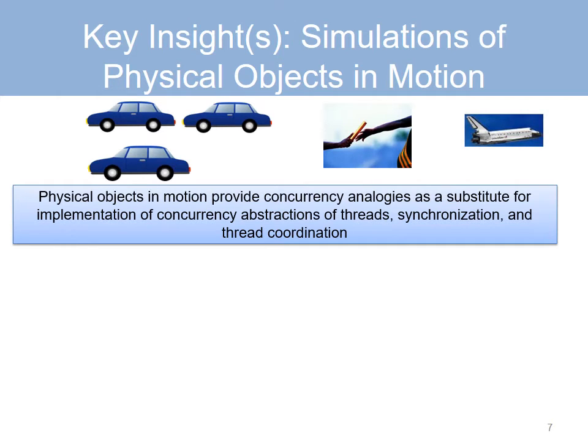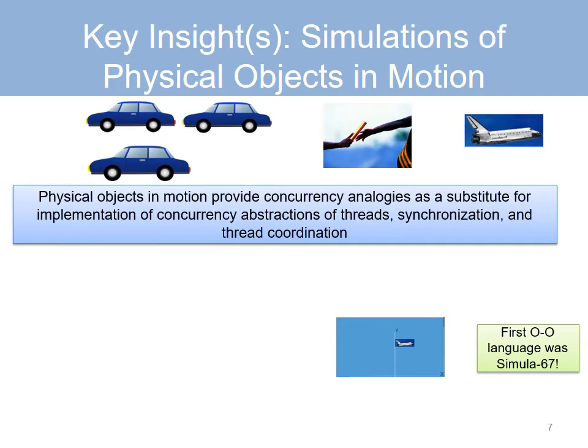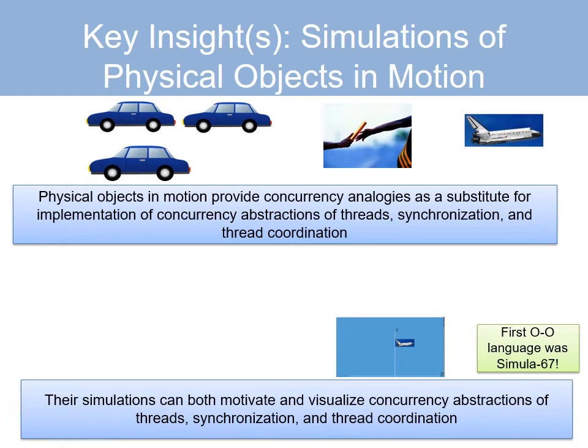And the main theme, the key insight we had, was that physical objects in motion provide a good basis for two reasons. A, they give you analogies to explain what concurrency means. This is important if you're not going to implement the threads yourself. And second, if you're doing object-oriented programming, it makes sense to take physical objects and simulate them. That's why the first object-oriented language was invented. So I'm going to argue that the simulations of these physical objects help motivate and visualize concurrency abstractions of thread synchronization and thread coordination. In the time remaining, I'm going to expand on these two points.